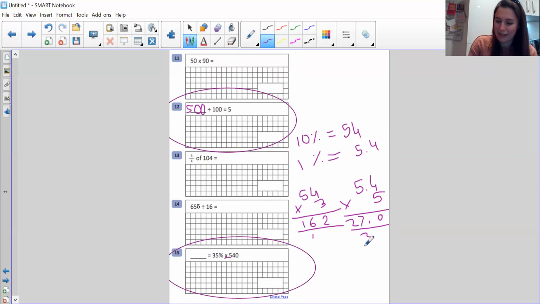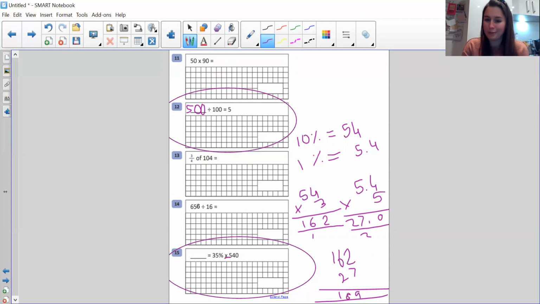Now we need to be really careful when adding these together at the end. 162, let's put the 27. We can get rid of that decimal now. It's just 0.0. We don't need it, which means 27 would stack up here for our final adding. Adding those together, you're on to 189.